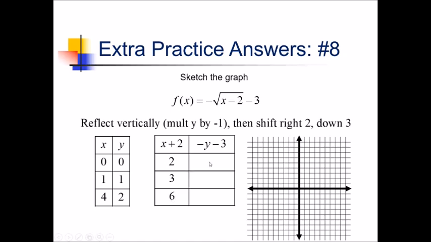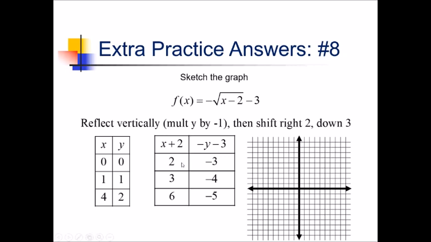And then for the y values, I have to negate and then subtract 3. -0 is still 0, minus 3 is -3. 1 becomes -1, minus 3 becomes -4. And then we've got -2 minus 3 giving us -5.